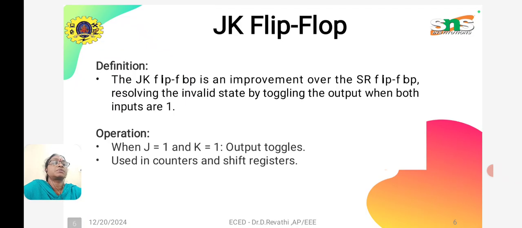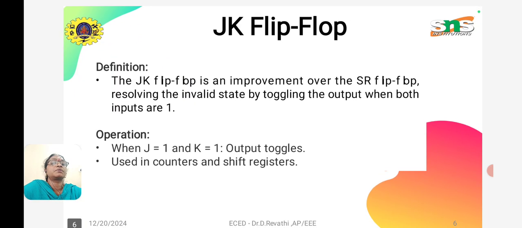To overcome this problem, we can go for the JK flip-flop. It is an improvement of the SR flip-flop, resolving the invalid state by toggling the output when both inputs are 1. The same conditions apply here as in the SR: 0, 0 means no change, 1, 0 is set, and 0, 1 is reset. So we use the JK flip-flop to overcome the fourth input condition, where both inputs are 1, 1, which in SR is invalid but in JK is toggling.